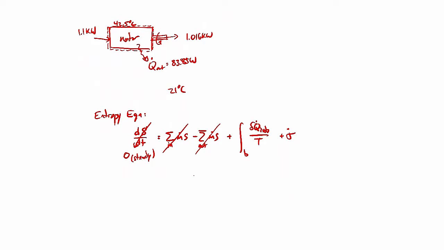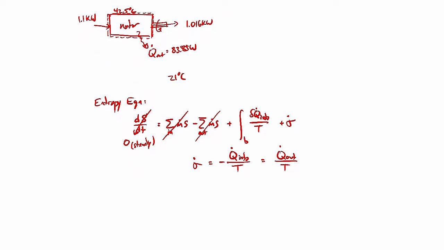So our system only includes the motor, and so where the heat transfer is occurring is at 42.5 degrees Celsius. So let me rearrange this equation. So sigma dot is equal to minus Q dot in divided by the temperature, just having rearranged the entropy equation. So that'll be the same as Q dot out divided by the temperature where that occurs. Okay, so we now know, yeah, I think I've got that correct, unit-wise.